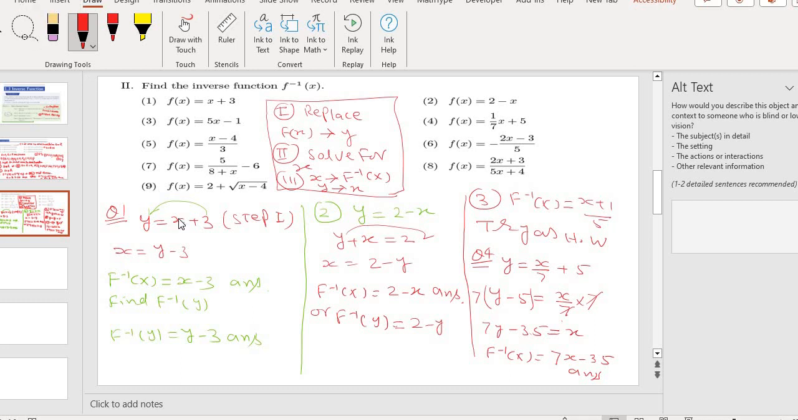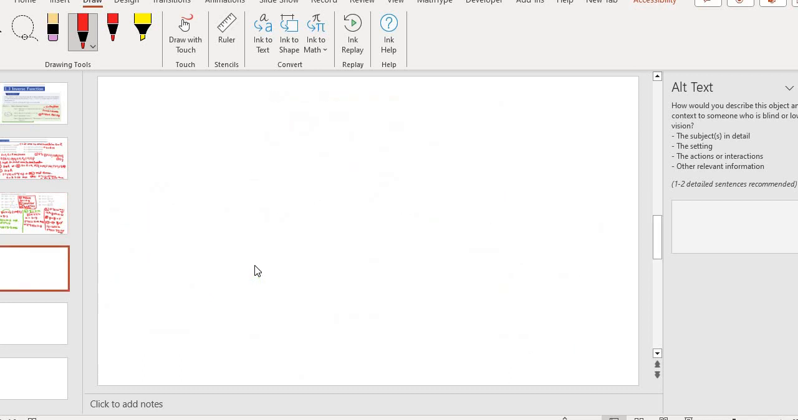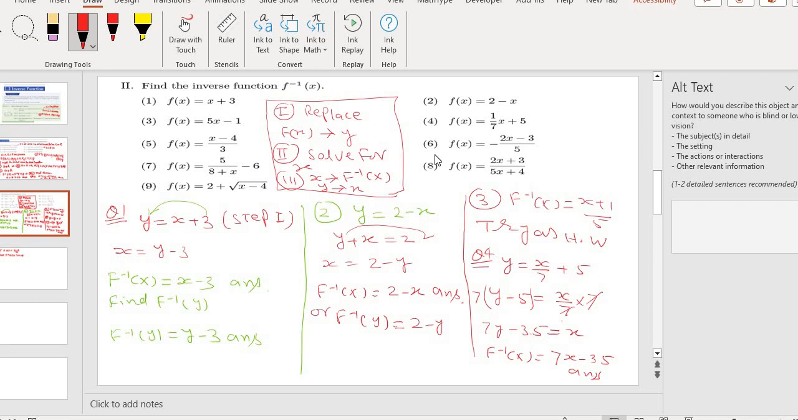Now question number 5, I am giving a hint, you can try by yourself. Question number 5 is f(x) is equal to (x minus 4) divided by 3. So the answer of that one, try by yourself. f inverse of x equal to 3x plus 4. Now I'm going to solve question number 6.